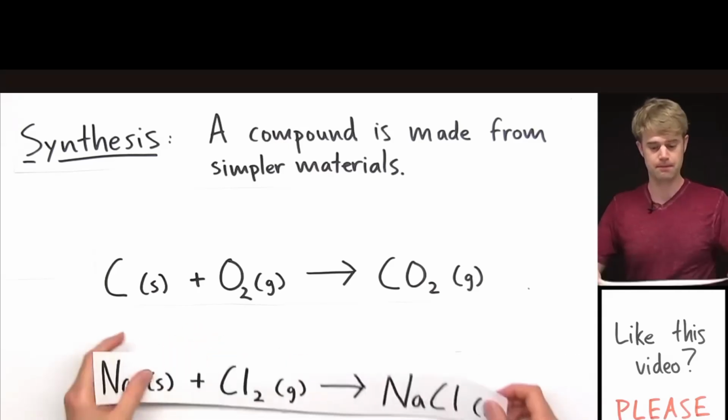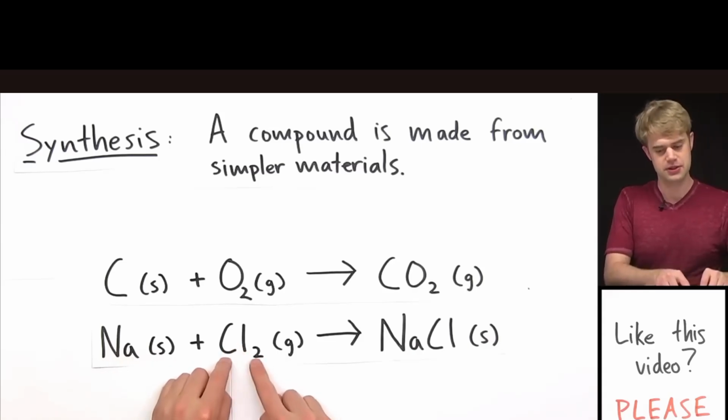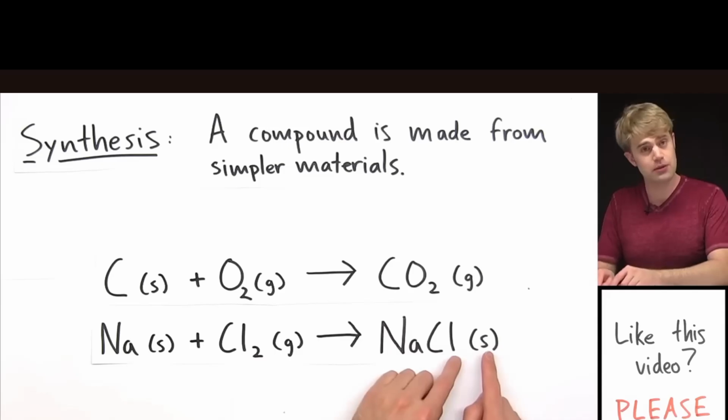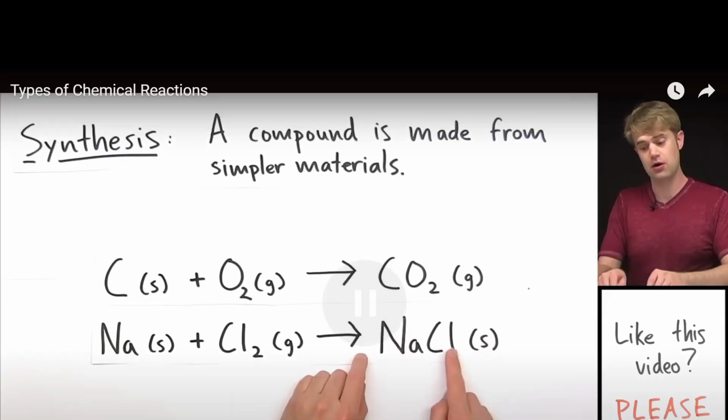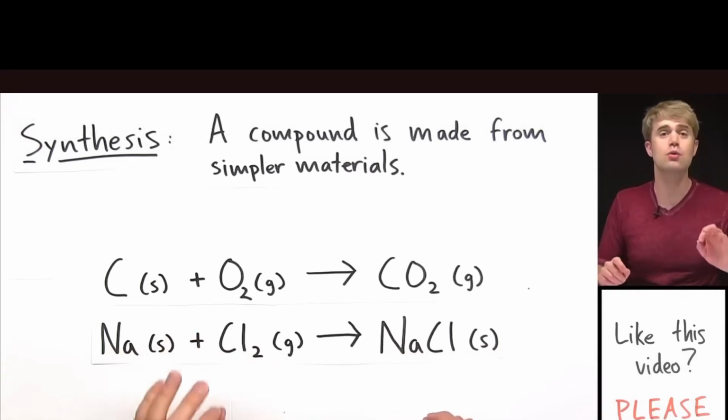Here's another example. We take sodium and chlorine gas, Cl2, and that makes sodium chloride, NaCl. Do you notice how it's not NaCl2? Remember, you don't just toss the subscripts into the products. You have to just make the correct formula for Na, which is positive, and Cl, which is negative. What we end up with is more complex than the simple things we started with.